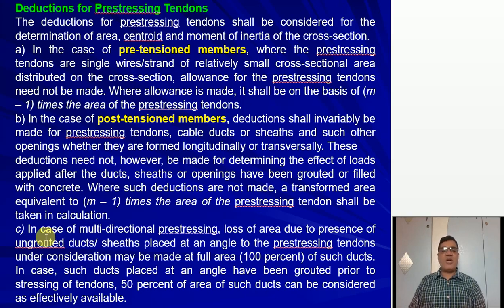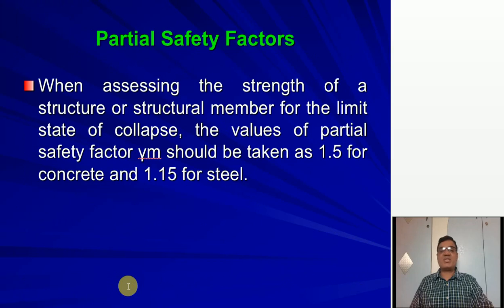Now, the third point which is given is, in case of multi-directional pre-stressing, the loss of area due to presence of ungrouted ducts, sheets placed at an angle to the pre-stressing tendons under consideration may be made at full area, 100% of such ducts, because these are ungrouted. In case such ducts placed at an angle have been grouted prior to stressing of tendons, 50% of the area of such ducts can be considered as effectively available. So only 50% if grouting is done. Well, so this is the criteria related to deductions of pre-stressing tendon.